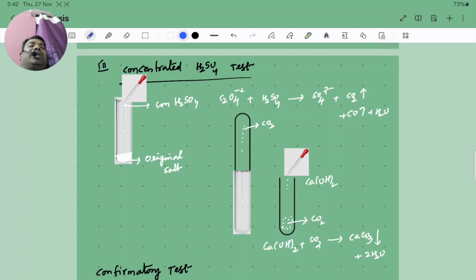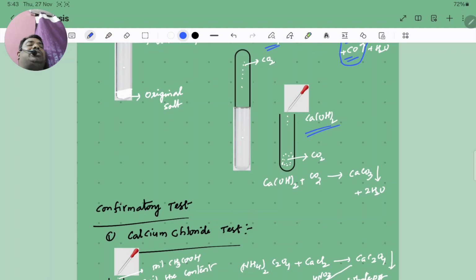Concentrated H2SO4 test, right? Take original salt, add concentrated H2SO4, right? If our salt contains oxalate, this oxalate reacted with H2SO4 and it will form carbon dioxide and also carbon monoxide. So this H2SO4 is a dehydrating agent, it will remove the water molecule, then it will produce carbon dioxide plus carbon monoxide also, right? So take another fresh clean test tube, collect the CO2 gas, add calcium hydroxide or lime water dropwise, then it will produce calcium carbonate, right? So which confirms that oxalate produces carbon dioxide, right?